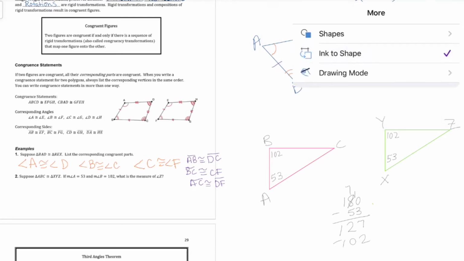Now, the measure of angle A is 53, so in A we're going to write 53, and then in B it's 102 degrees. Well, since A is congruent to X, we can put 53 in both spaces, and then since angle B is the same as angle Y, they're both 102. So C and Z have to be that third angle. So if we take 180 minus 53 and then minus 102, we're going to get our answer for angle C and angle Z.